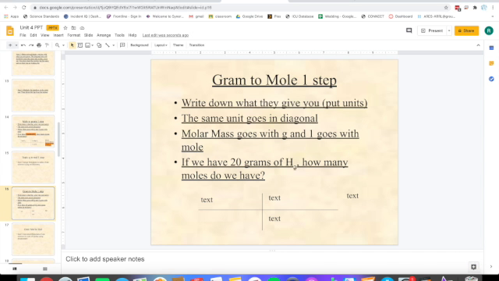So grams to moles one step. Here are the steps you need to write down in your notes section. So first, you write down what they give you. You put your units. The same unit goes in diagonal boxes. The molar mass goes with grams, and a 1 goes with a mole. So you notice these steps are almost identical with the steps earlier, but there is going to be a little difference when we start working through this problem, which is why I'm having you write all this down again.